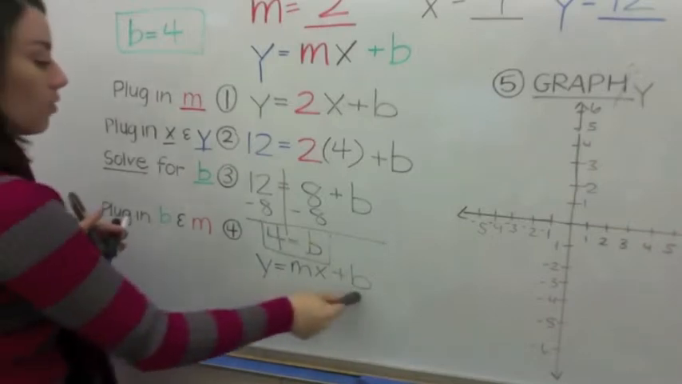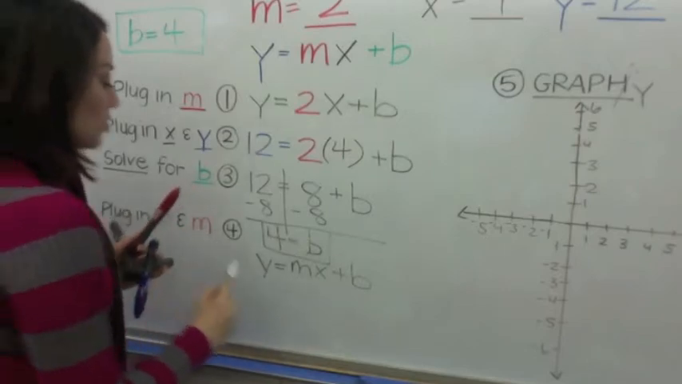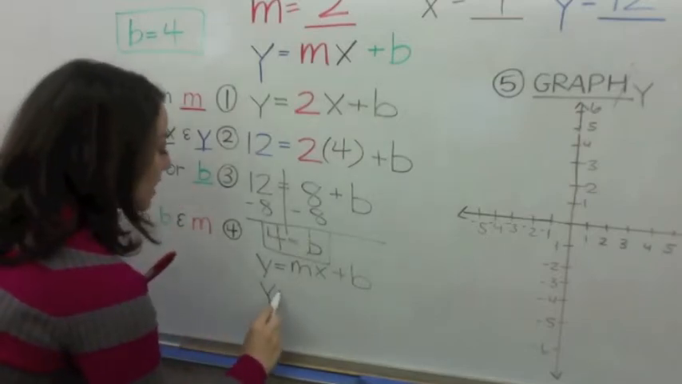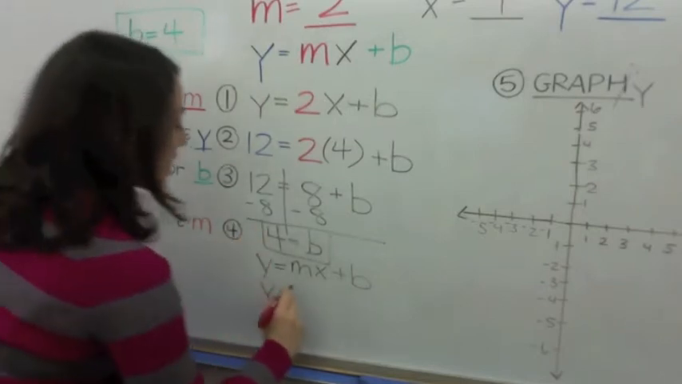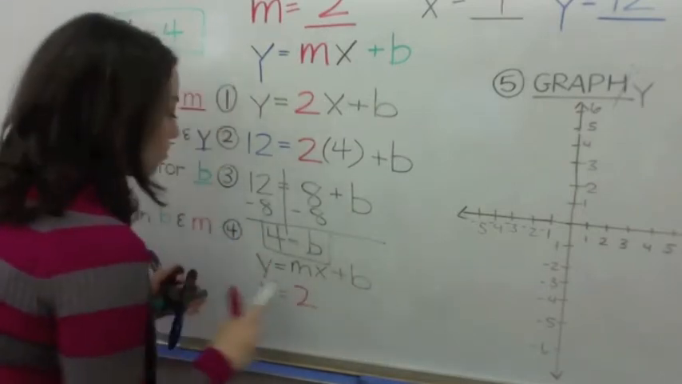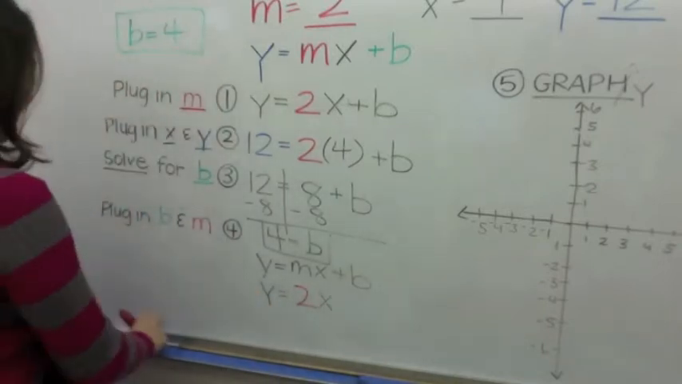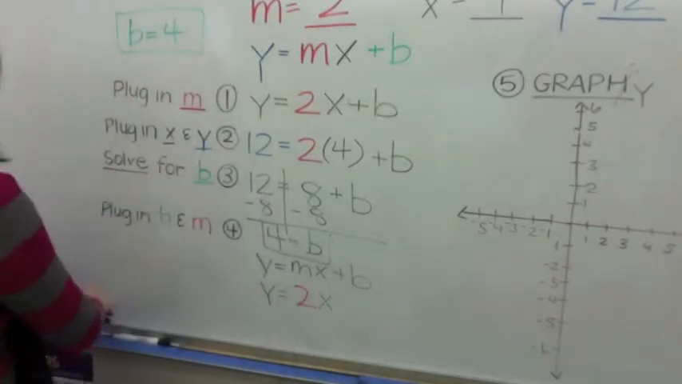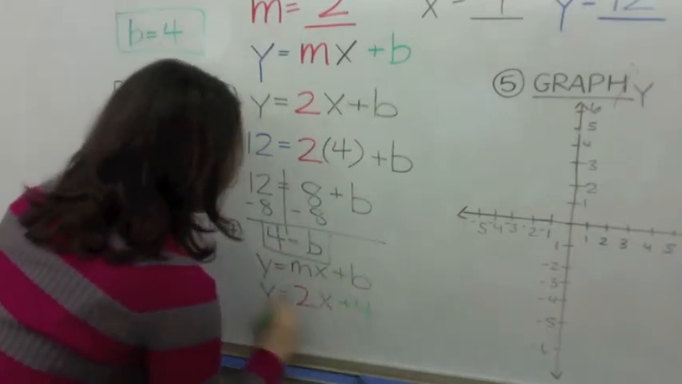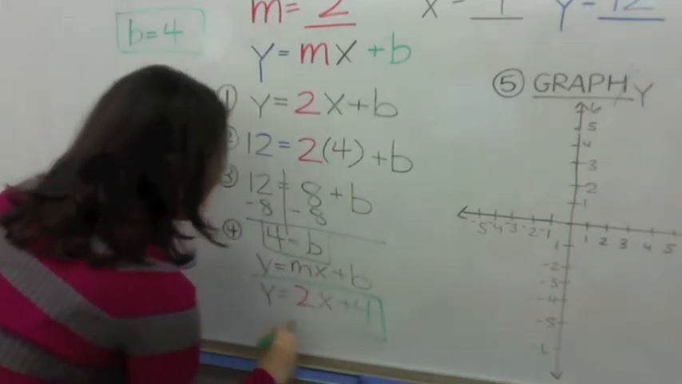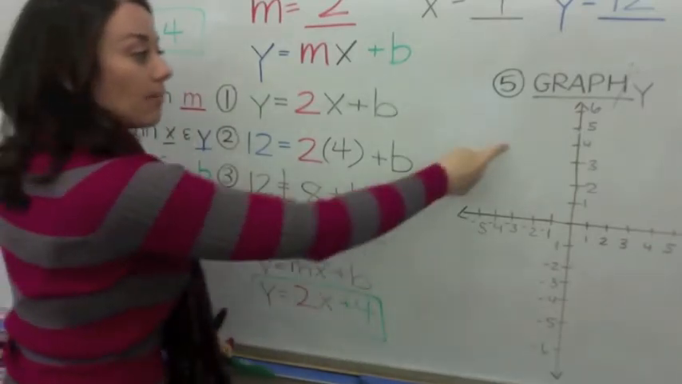So b is 4. What is m again? m is 2. So keep y the same. Say y equals, m is 2, y equals 2x. And then what's b, my friends? b is 4. So it's 2x plus 4. And that's the linear equation that we now have to graph.